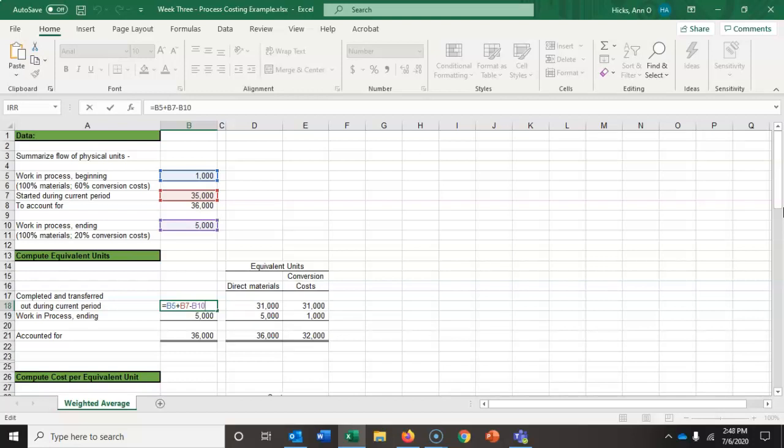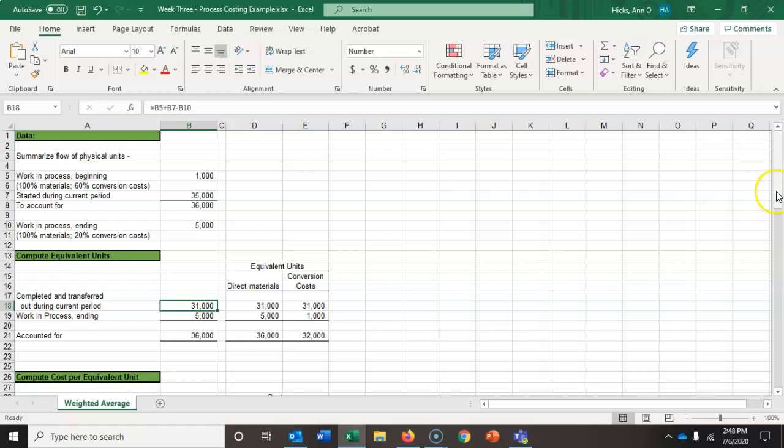One of two things happened to those units. Either we finished them and moved them out, or we didn't, in which case they're still sitting in ending work in process. Well, I know that we have 5,000 sitting in ending work in process, which means the difference must be what we completed and transferred out. Now, bear in mind that we're oversimplifying this and we are ignoring the concept of spoilage or damaged units.